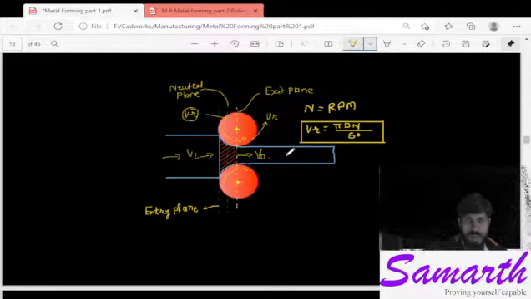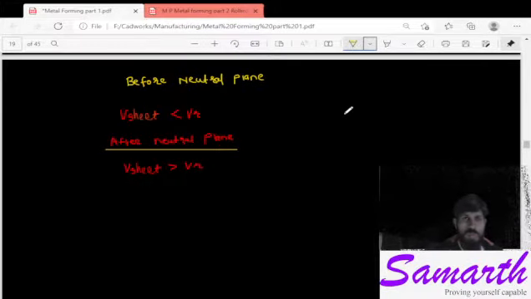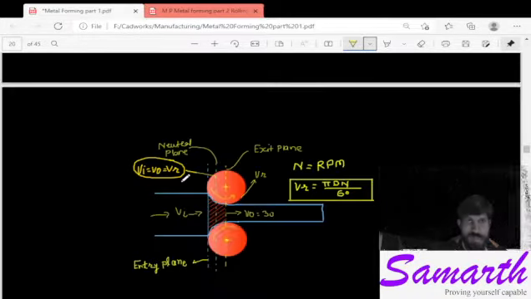Okay, this is the blackboard. VR will be given by pi D N by 60, where N is the revolutions per minute. Now, before the neutral plane, the velocity of the sheet will be lesser than the velocity of the roller, and after the neutral plane, that is the middle plane, the velocity of the sheet will be greater than the velocity of the roller, right?